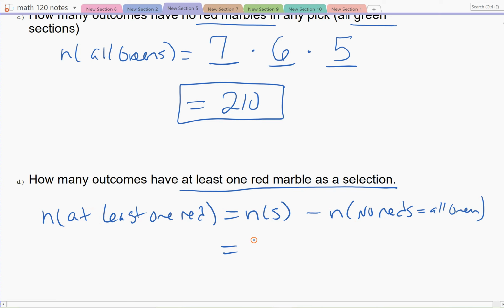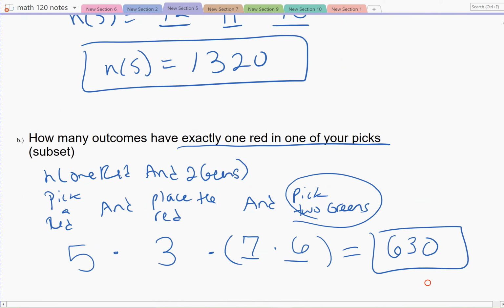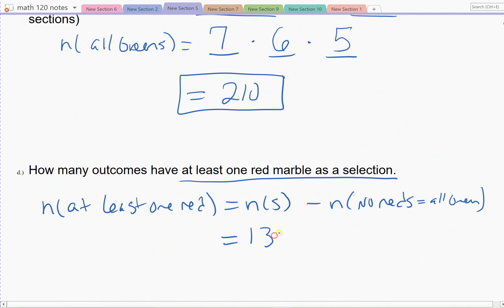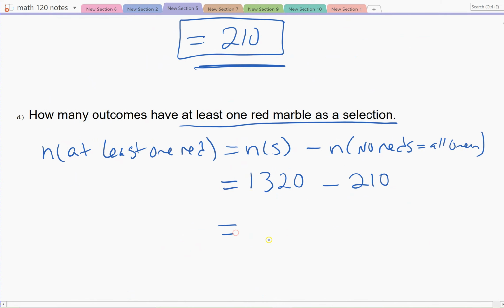Which I have those, right? My universal set for this one was 1,320. Out of those 1,320, 210 didn't have a red in it. So if I take those 210 and throw them out of my universal set, what's left over are all the ones that have at least 1 red marble. Meaning I have 1 red marble or 2 red marbles or 3. Without repeats, it's smaller. It's 600.